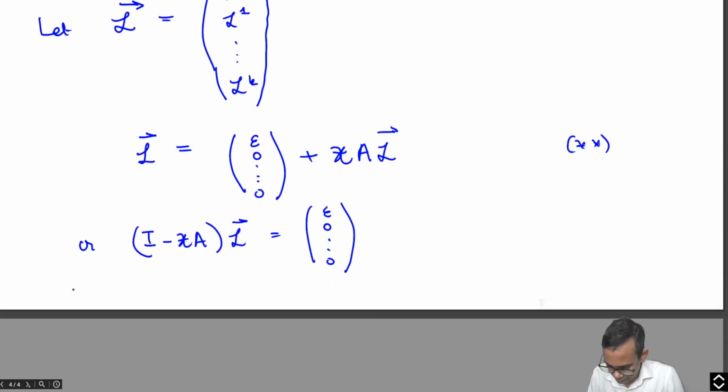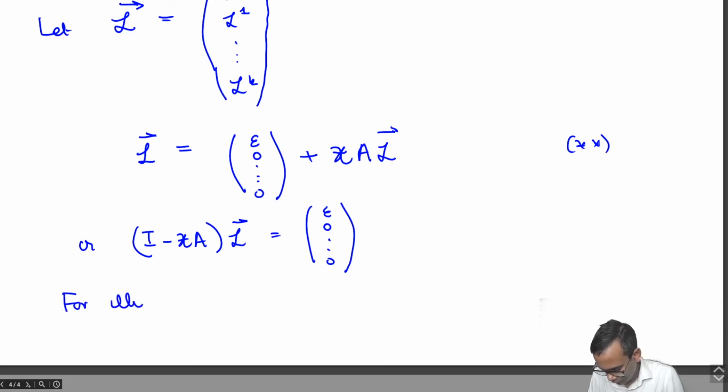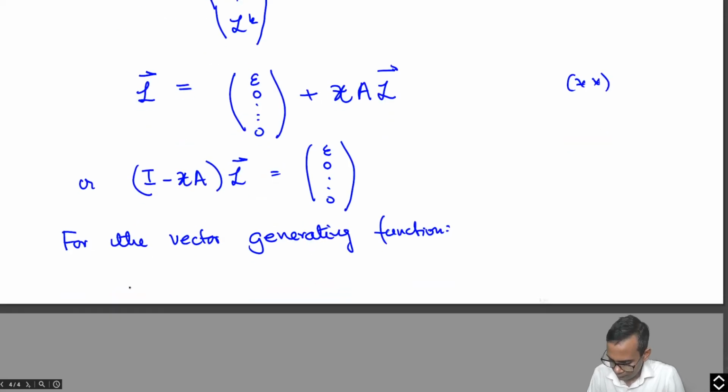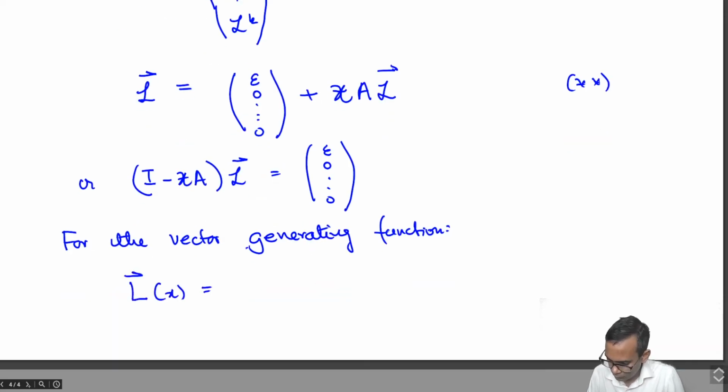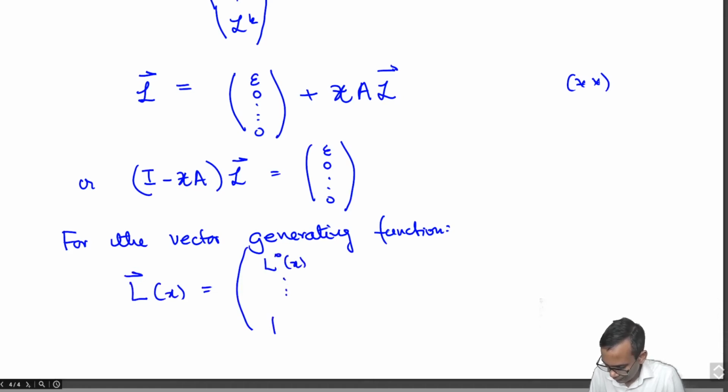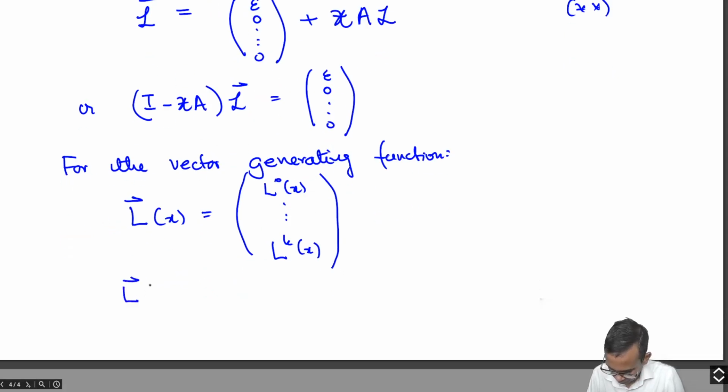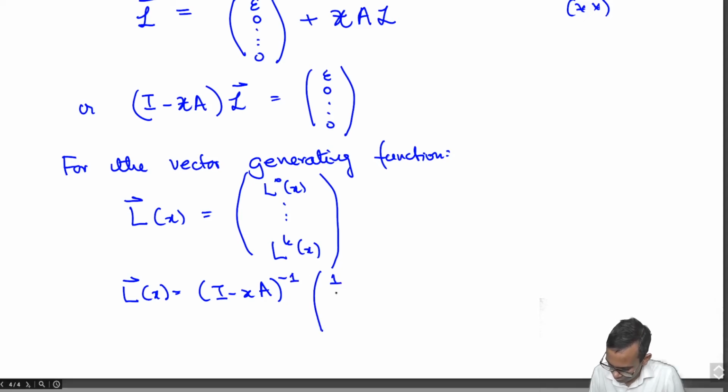Now if we write the vector generating function, Lx equals L0x, L1x, up to Lkx, then we have Lx is equal to I minus x times A inverse times the vector 1 0 0 0, which is after all the generating function of this vector of combinatorial classes.